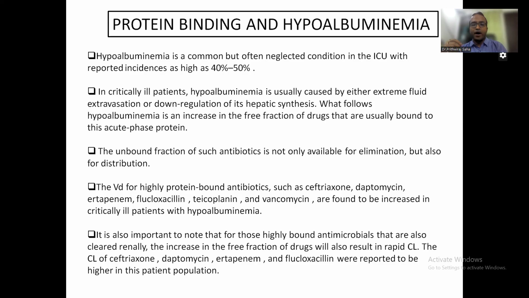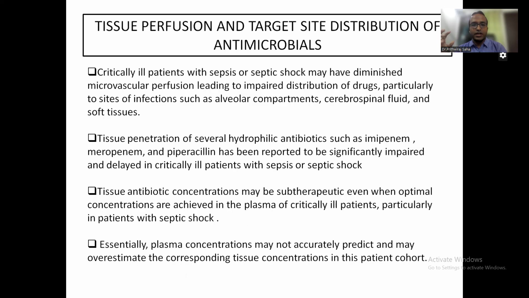The volume of distribution (Vd) is found to be increased in the critically ill patient with hypoalbuminemia. So as the Vd increases, if we bring down the dose of the drug, the ultimate concentration of the drug in the blood will eventually decrease. So it is very important that these drug doses should not be reduced all of a sudden, at least during the first 48 hours of septic shock.